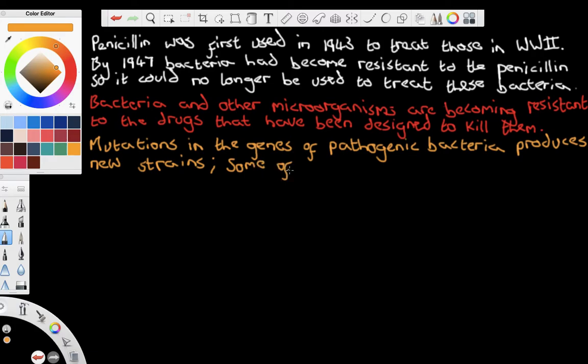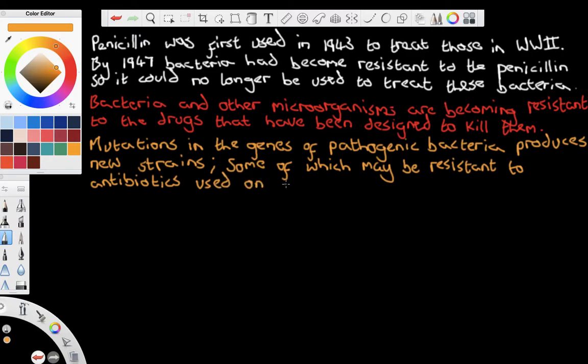Some of which may be resistant to antibiotics used on a patient. Okay?